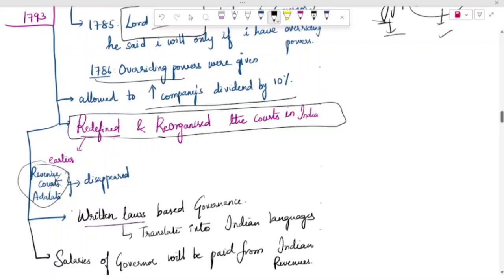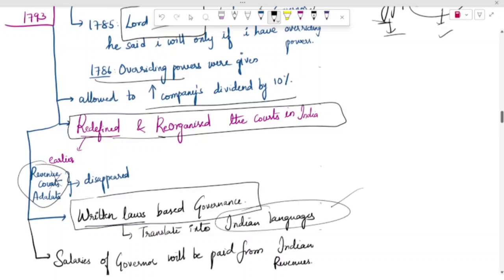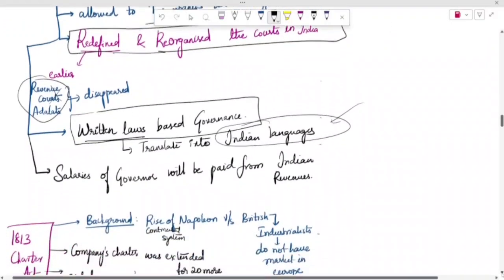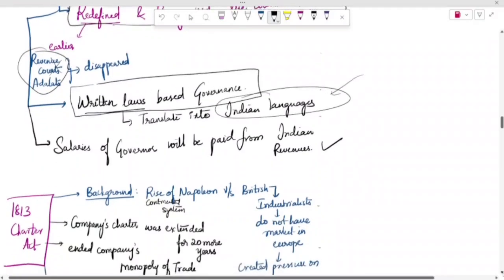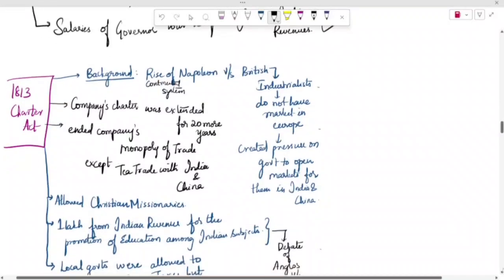Then they also said that law should not be made by words, it should be made by written laws. Governance should be based on written laws. They also said that these should be translated into Indian languages, so that Indian people will know about these laws. And also, the salaries of the Governor General and his council will be paid from Indian revenues. So, which law? 1793 Charter Act. Right? The next act will be the 1813 Charter Act.